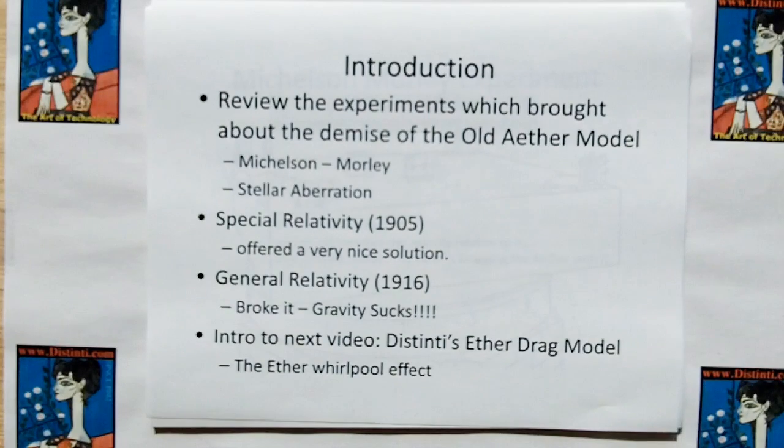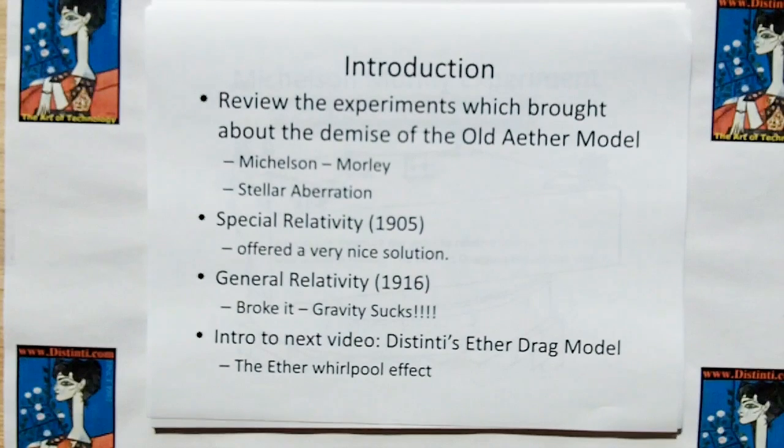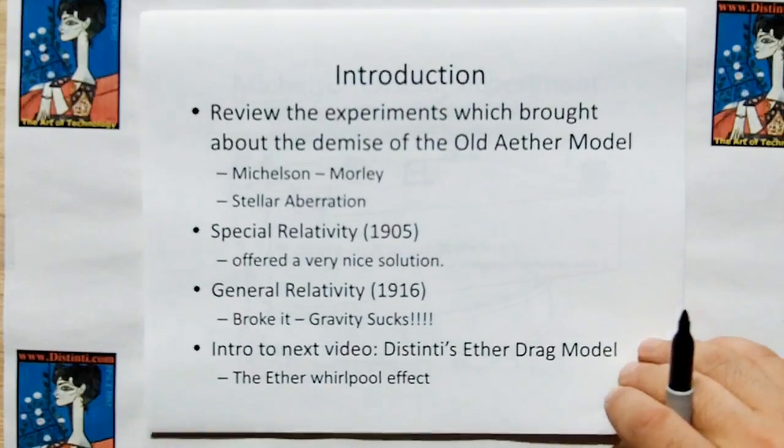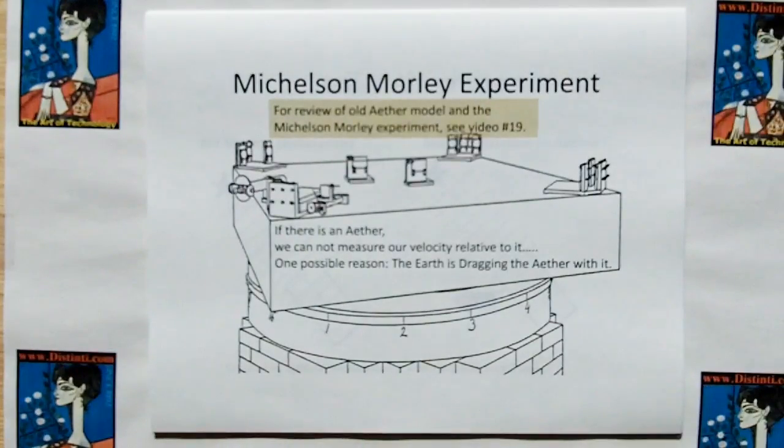Okay, what we're going to talk about today, we're going to review the experiment which brought about the demise of the old ether model. And then we're going to look at how special relativity fixed the problems with those experiments. And then we're going to look at how general relativity essentially broke it because gravity sucks. Then we're going to give you a little intro into the next video, video 23, which will be the ether drag model.